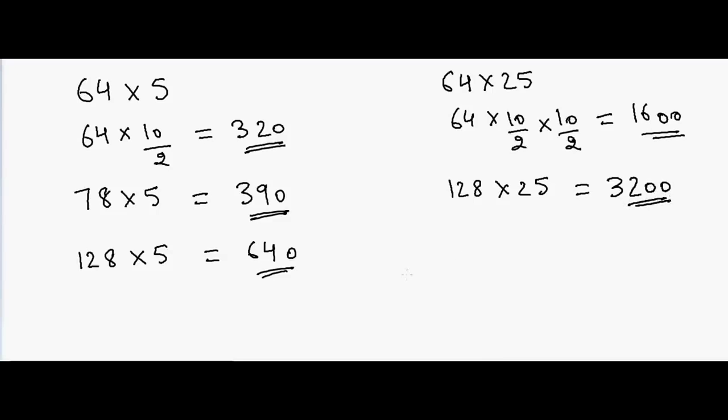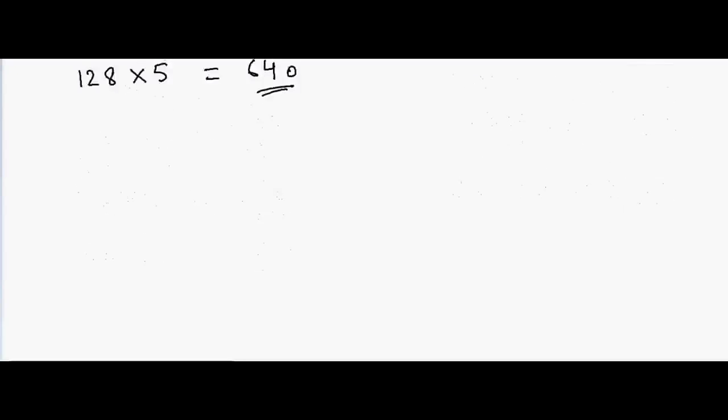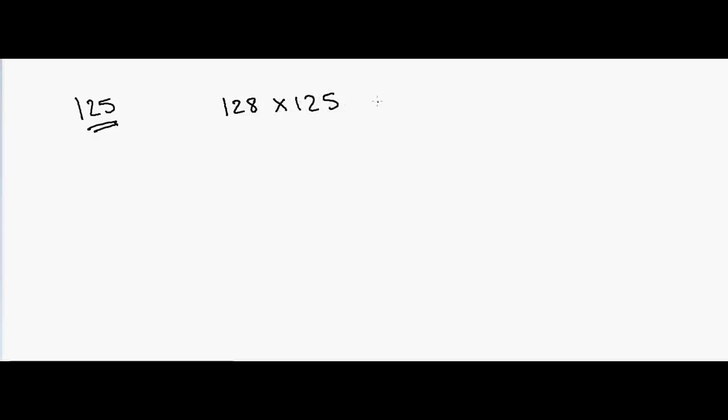Again, let's go to one more trick. If we have to multiply by 125, so how do I multiply by 125? I'll take an example, so 128. I want to multiply by 125, then that can be written as 128 into 10 by 2 into 10 by 2 into 10 by 2. So we have to divide 128 by 2 three times, or we can divide it by 8.